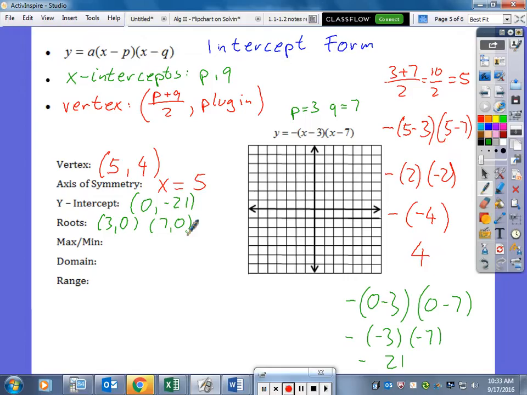And now we can go ahead and graph our parabola with a vertex at 5, 4. Now let's look at our a. Our a is negative. That means we are pointing that parabola downwards. In other words, go 1 over right, 1 down, 2 over to the right, 4 down. Same to the left. And that gives us our nice parabola.